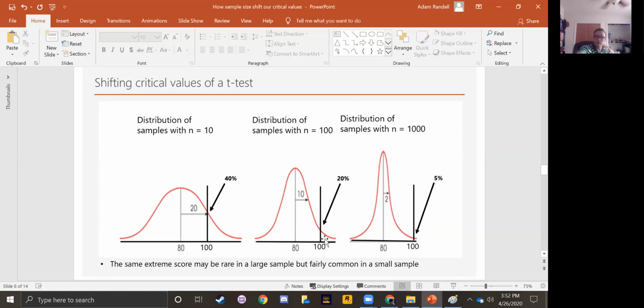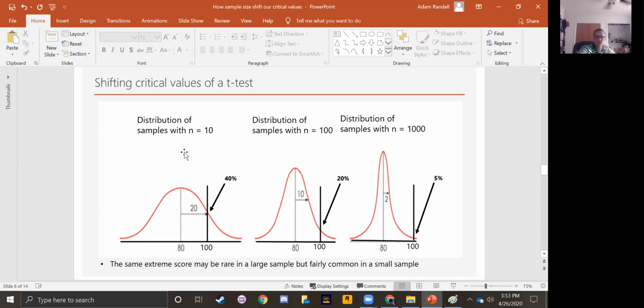And if we were to bump up again, right, from sample sizes of 100 to sample sizes of 1,000, now a sample mean of 100 is very rare. It happens 5% of the time. And remember, we often define something as statistically uncommon if it happens 5% of the time or less. So you see how this same sample mean of 100 will likely be considered rare in frequency distributions with sample sizes that are bigger than in frequency distributions with sample sizes that are smaller.